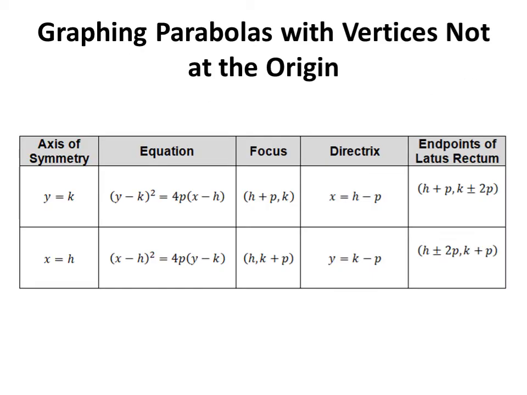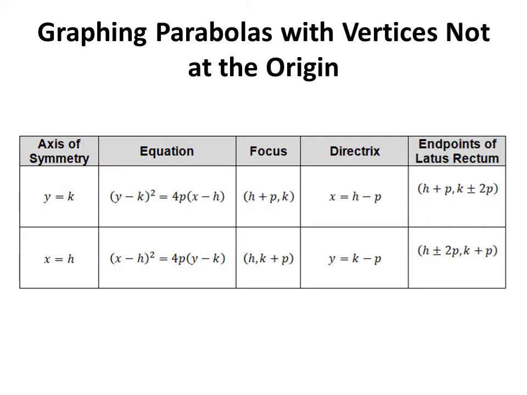Like other graphs we have worked with, the graph of a parabola can be translated. If a parabola is translated h units horizontally and k units vertically, the vertex will be (h, k). This translation results in the standard form of the equation we saw previously with x replaced by x minus h and y replaced by y minus k.